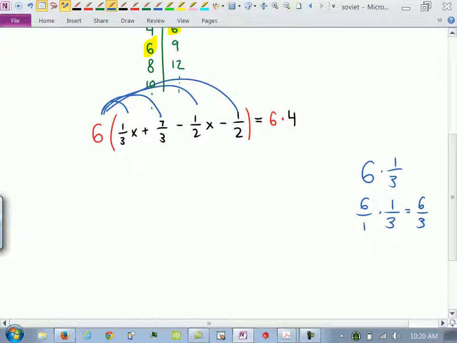I'm going to show that on the first, well, I'll do it on the first 2, but I won't do it after that. Is that all right? 6 times 1/3 is 2, so 6 times 1/3 x is 2x. With me? What about 6 times 7/3?